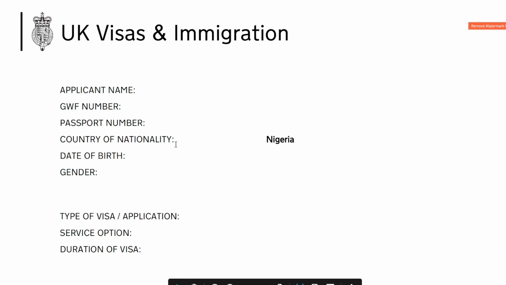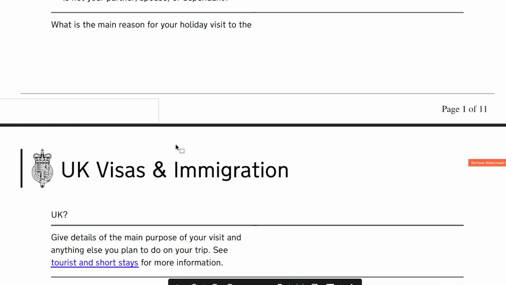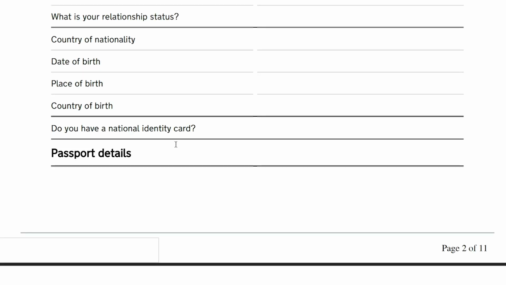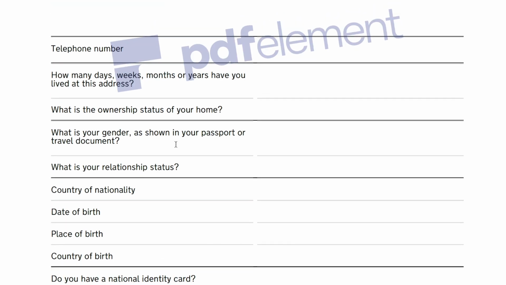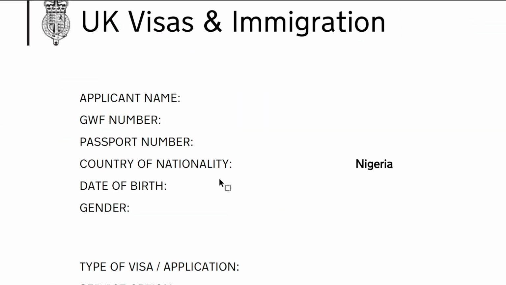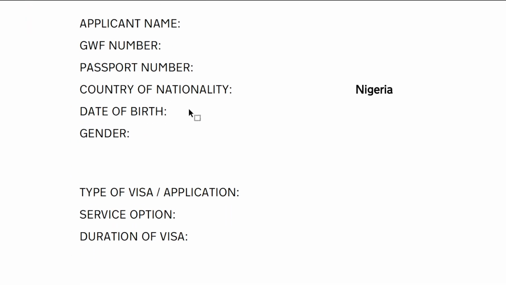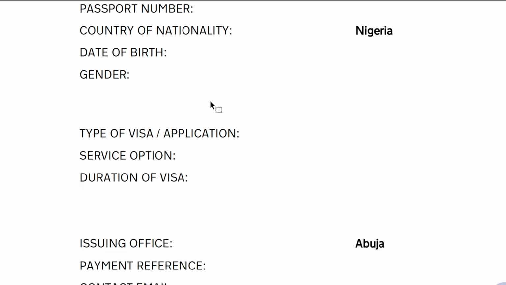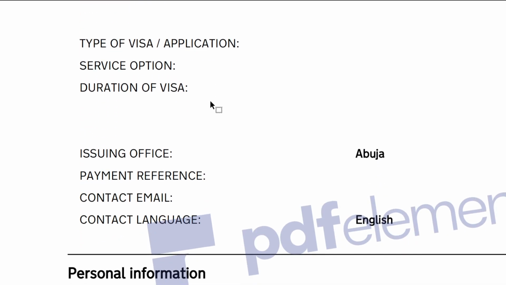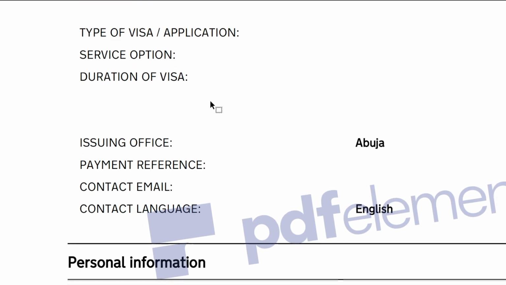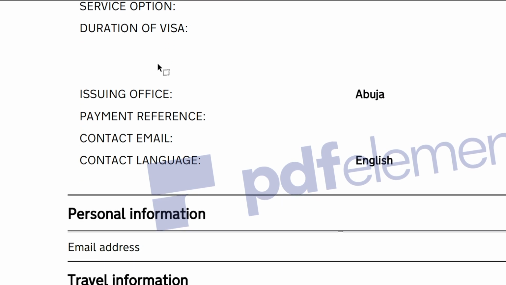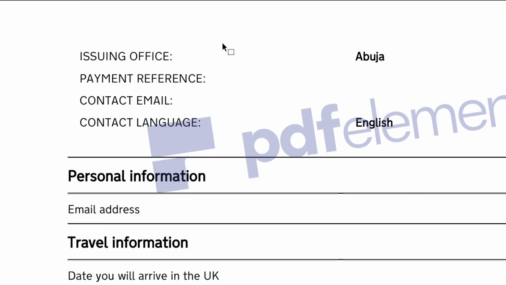This is what the UK visitor's visa form looks like. I'm just going to show you the questions. I'm not going to fill it in. I don't have the strength for that. So they're going to ask you for your full name, your passport, your country of nationality, your date of birth, and the type of application, which is definitely going to be visit visa, and the duration of your visa. That's how long do you want the visa for? Do you want it for 6 months, 2 years, 5 years, or 10 years? Of course, there will always be options for you to select from.